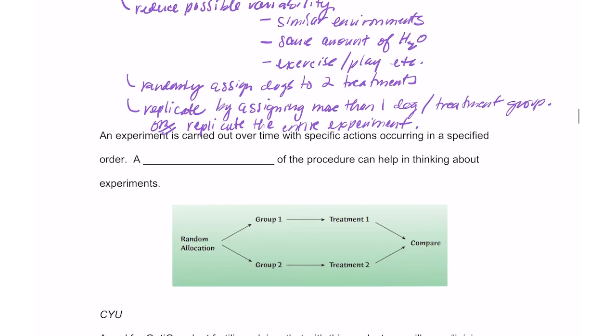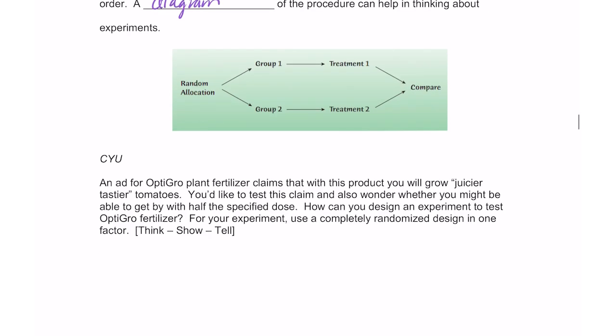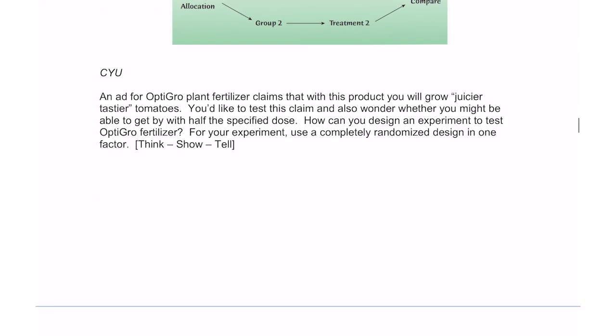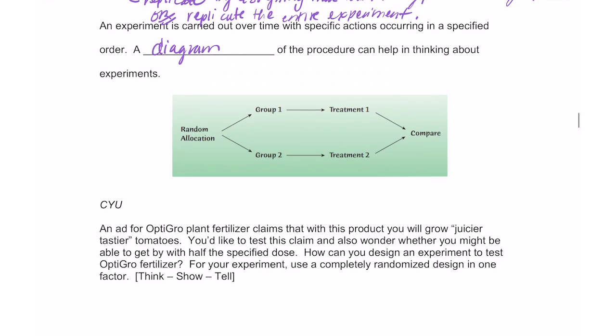An experiment is carried out over time with specific actions occurring in a specified order. Sometimes it's helpful to look at a diagram, which is just a procedure that helps you think in terms of experiments. Okay, if you could please pause your video. And before you pause, let's take a look at that diagram related back to the pet food problem.